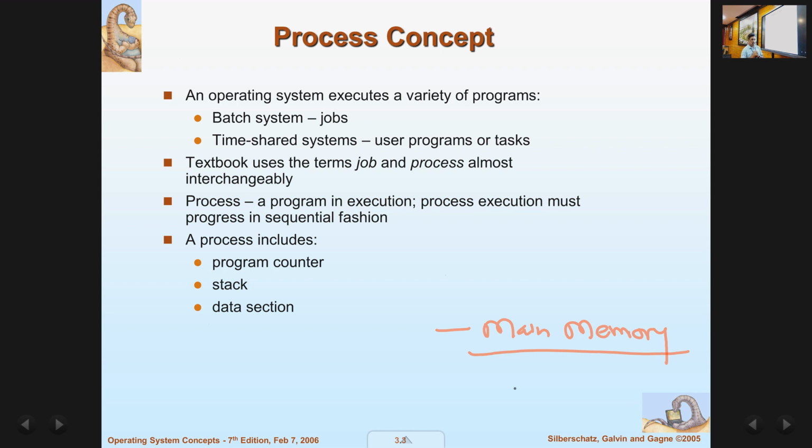Now what do you mean by this? That means the process, whenever it is created, should be supported by some data structures. Example, the program counter, the stack and the data section. It will have its own data structure so that it can do the computations that it is told to do.